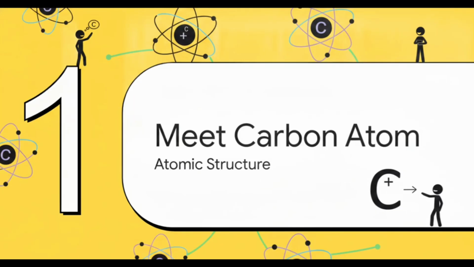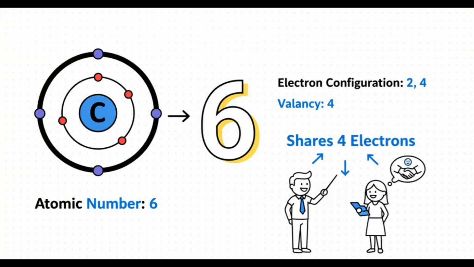All right, section 1. Let's officially meet the carbon atom. Carbon has an atomic number of 6. If you picture its electron configuration, that means it's got 2 electrons in its inner shell and exactly 4 electrons in its outermost shell. And because it has those 4 outer electrons, it has a valency of 4. Now, rather than ripping away or giving up 4 electrons to achieve stability, carbon takes a much smarter route. It's perfectly positioned to just share them.